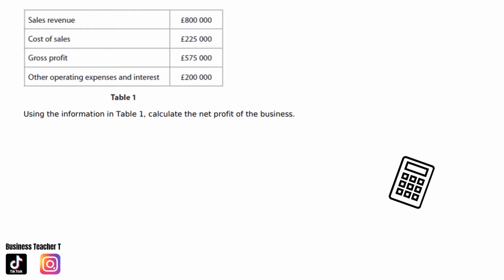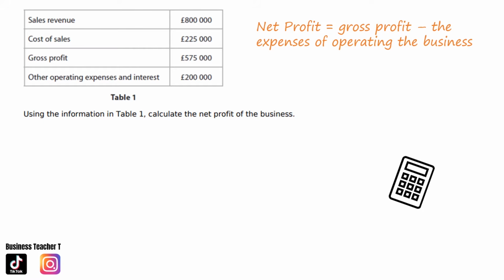Our next question is a net profit question. In order to calculate the net profit, not net profit margin, just net profit, then you need to deduct the expenses of operating a business from the gross profit. So the gross profit is £575,000, and other operating expenses and interest is £200,000. And our answer is £375,000.